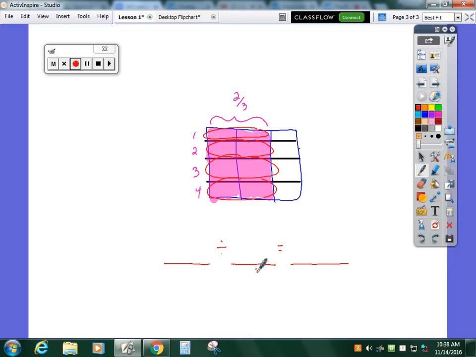So if you want to just move your packet to the side and grab your expo marker, okay, maybe you could do some thinking with me. You could write the equation on your table just to work it out, okay? The fraction being divided in this case is 2/3. It is getting divided by 1, 2, 3, 4, because there's 4 equal sections.